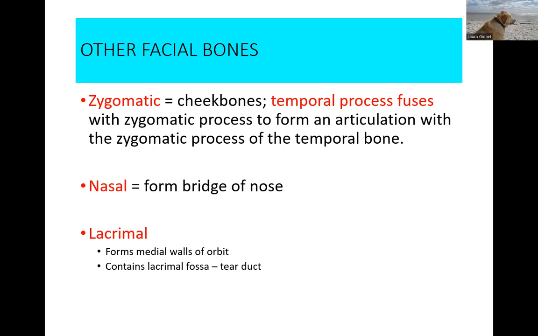All right, the nasal bone forms the bridge of the nose. The lacrimal bone is just into the medial aspect of the orbit of the eye. It has a little hole at the base of it, and that's for tears to pass through.